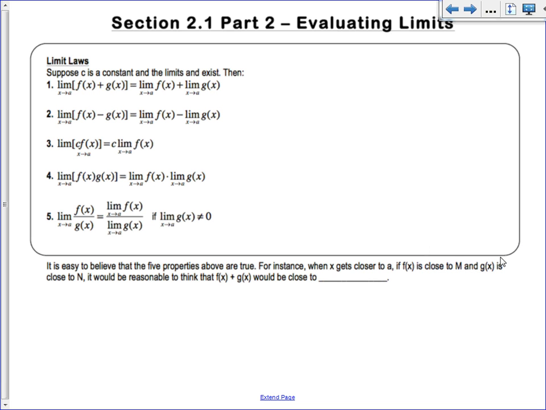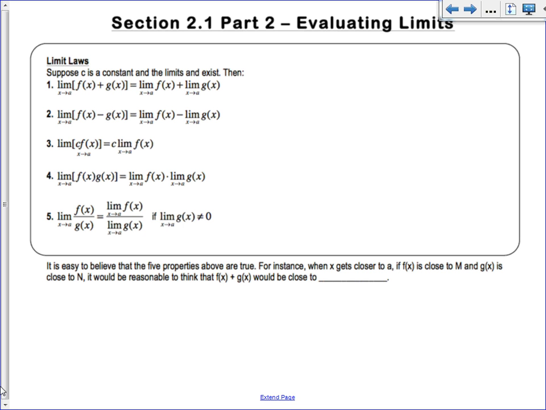All right, so section 2.1 part 2 is evaluating limits. We're going to go really quickly through a lot of this. Are you ready? Very basic, don't worry. The first one says the limit as x goes to a of f of x plus g of x.